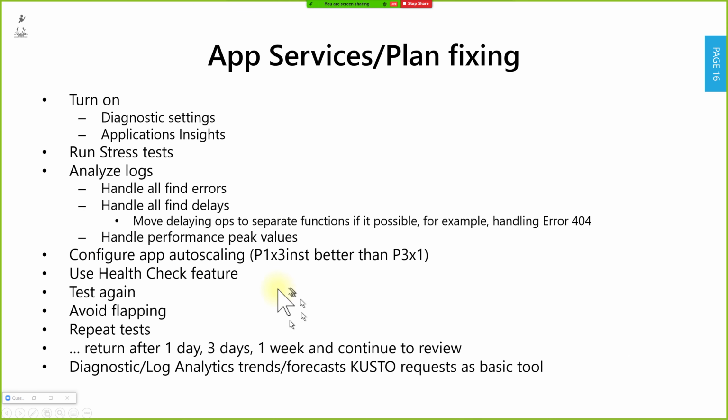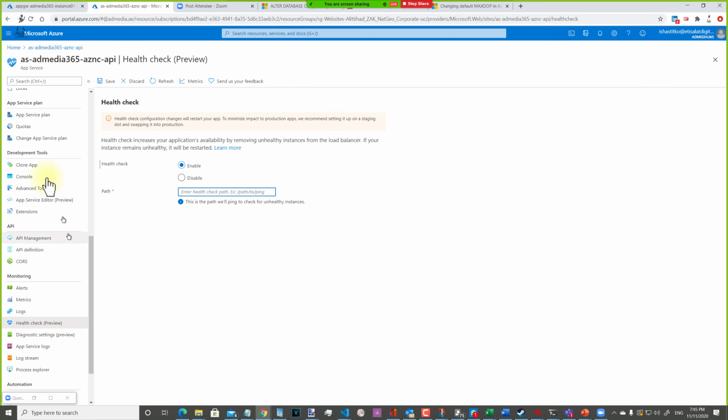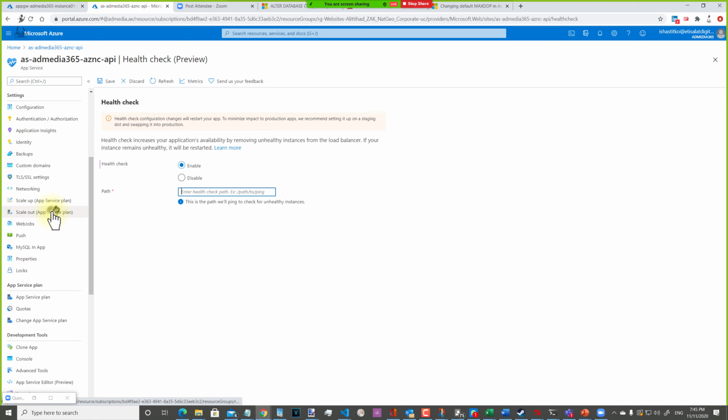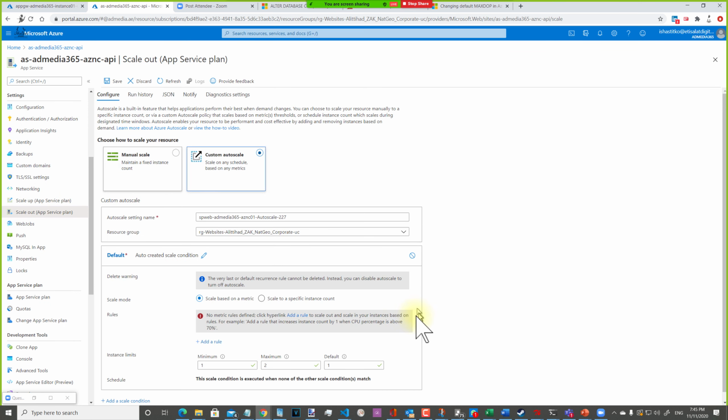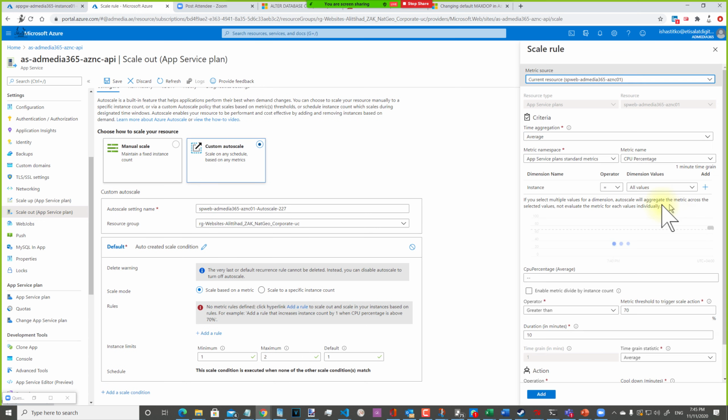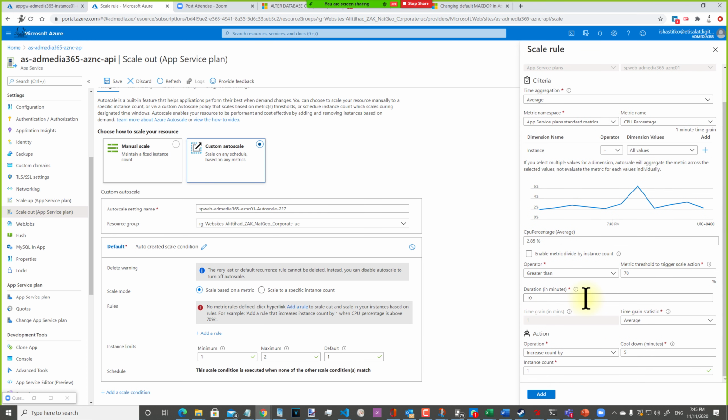Use this, configure this, and do a more intensive stress test. Check the flapping. Avoid the flapping. What does flapping mean? If you put in a non-correct or non-logical scenario, for example for the scale out, one scenario, but at the same time you add the scenario for how to cool down and decrease the number of your instances.